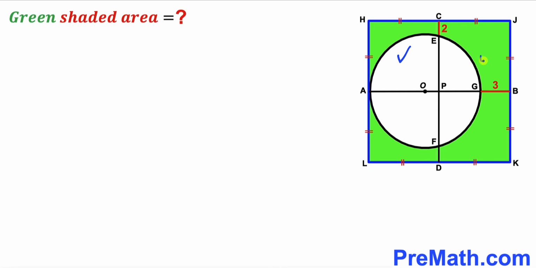This one, this one, this one, and this one, such that P is the center of this blue square and AG is the diameter of this circle. And furthermore, this horizontal segment GB length is 3 units, whereas this vertical segment CE length is 2 units. And now our task is to calculate the area of this green shaded region.